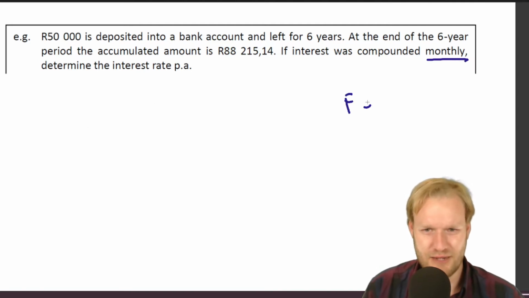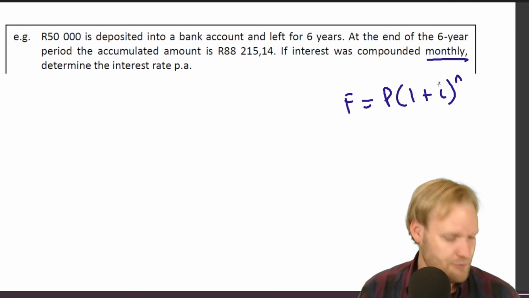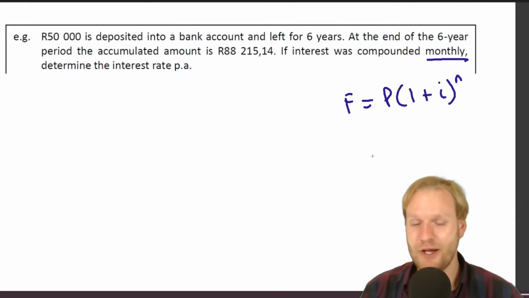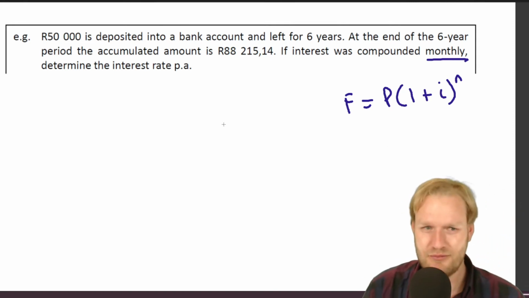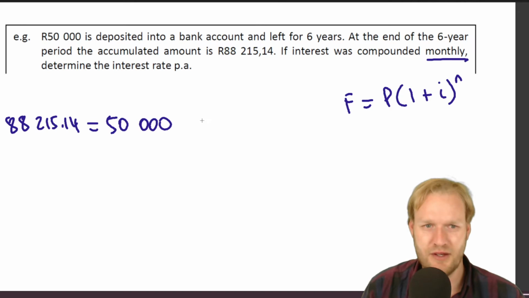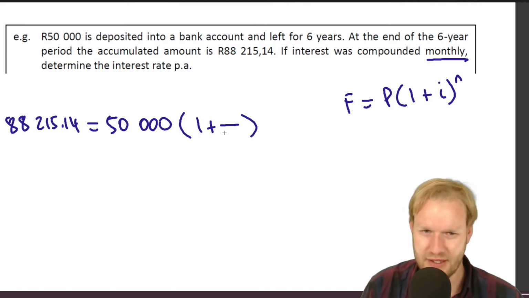We're going to use that same formula. F equals P(1 plus i)^n. And so our future value, I always think of it this way. We've invested 50,000 Rand. We've got 88,215 Rand and 14 cents out. And we've got 1 plus... now it's compounded monthly, so it's going to be over 12.